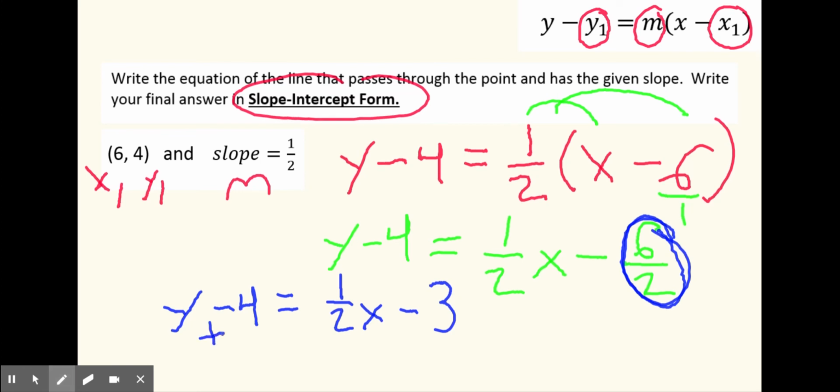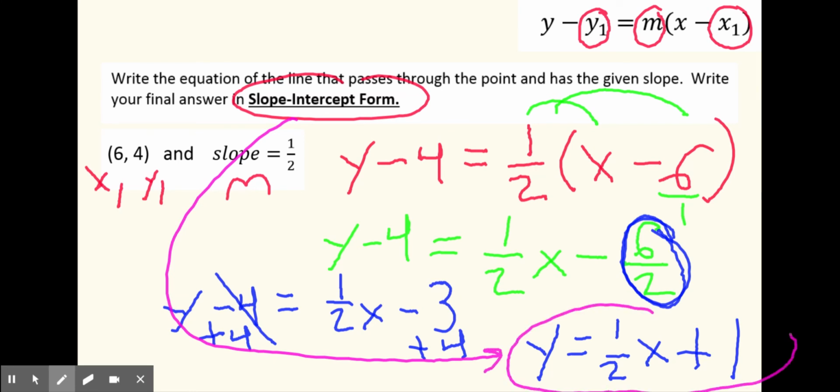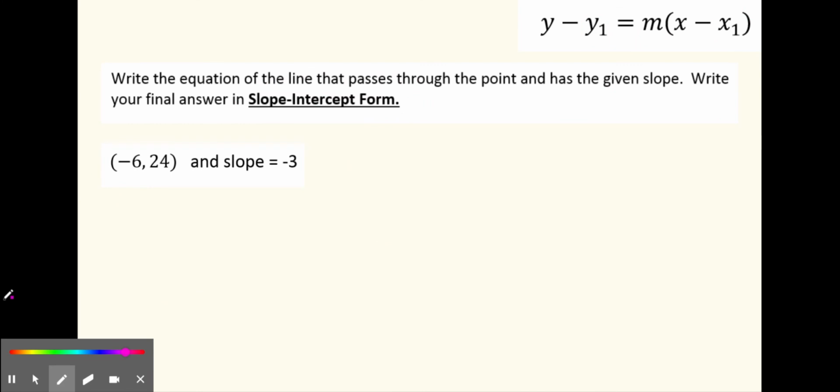We can add the 4 over now to get our slope-intercept form. So we get y is equal to 1/2 x plus 1. This would be our final answer for writing our answer in slope-intercept form. Y equals 1/2 x plus 1. Let's take a look at one more problem.